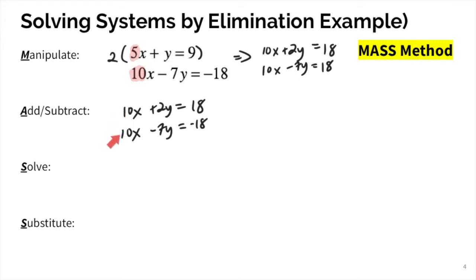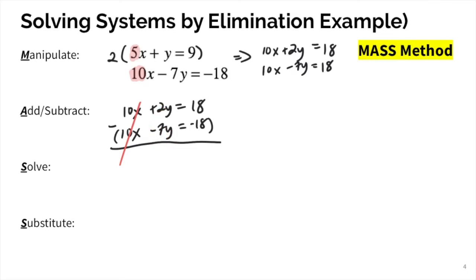So once I do that, I want to think, should I add my equations together or subtract my equations together in order to eliminate this to 0? And I know that 10x minus 10x would equal 0, so I'm going to subtract my equations together. So I'm subtracting this entire equation from the first one. And so when I do that, my x's eliminate, and then I have 2y minus negative 7y. And so remember, whenever you're subtracting a negative sign, you actually have to add these two coefficients together.